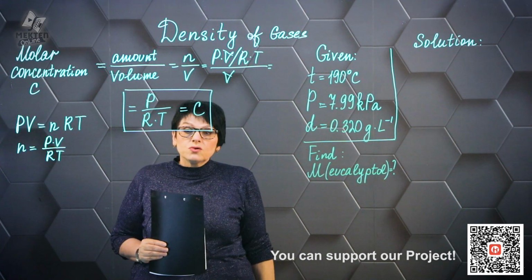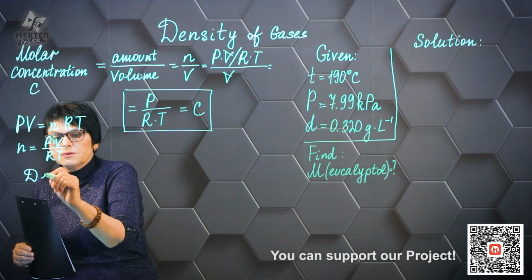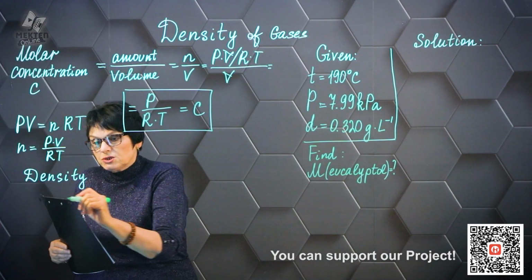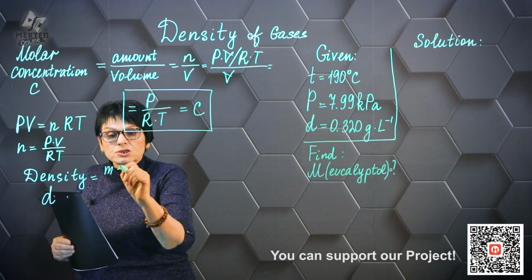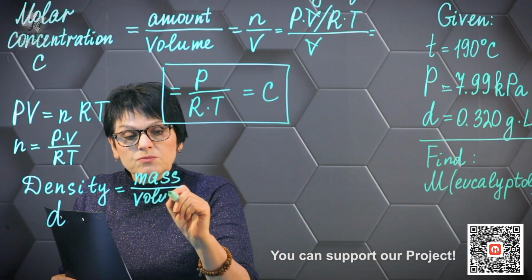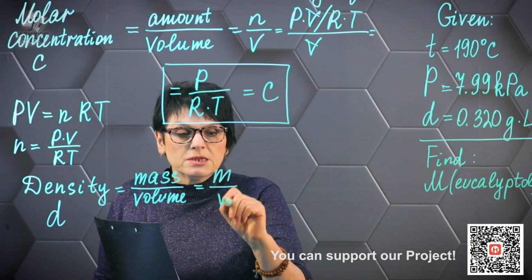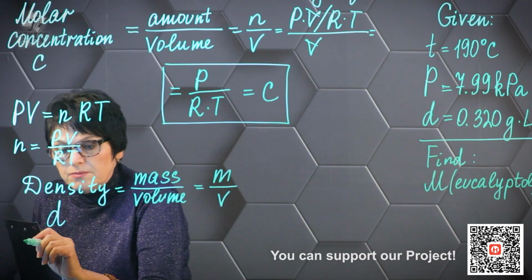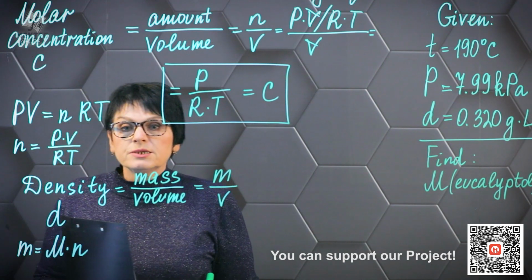It's quite often used, but we need to come to density. What is density with respect to a gas? Density is denoted by the little letter d, and as we know, density is the ratio of mass to volume. So it's the ratio of mass to V. Now let's see, what do we have for mass? Mass is the molar mass multiplied by the amount of substance. Then we'll make a substitution.